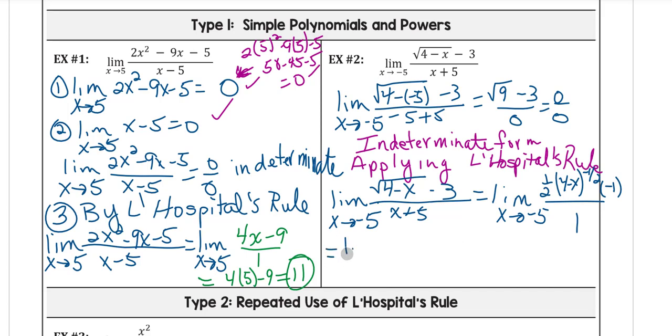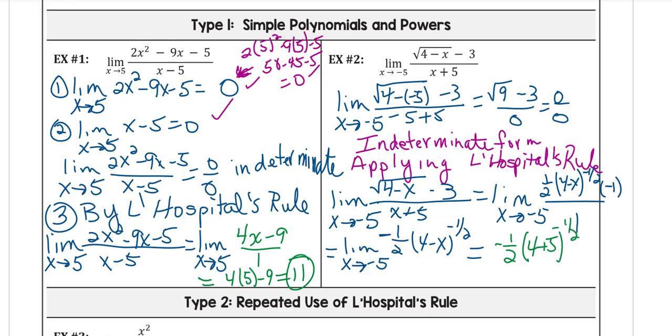So this is going to equal the limit as x approaches negative 5 of 1/2 times 4 minus x to the negative 1/2. You can just make that negative. So then substituting, we get negative 1/2 times 4 plus 5 to the negative 1/2. So this is going to equal, oh, I forgot the square. No, I'm good. I have the power, not the square root anymore. So this is going to equal negative 1 over 6.